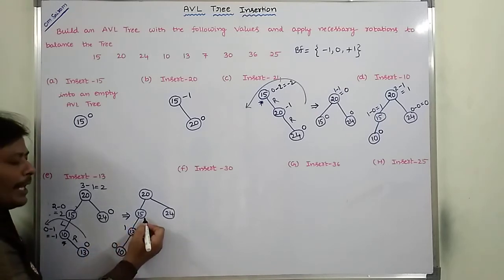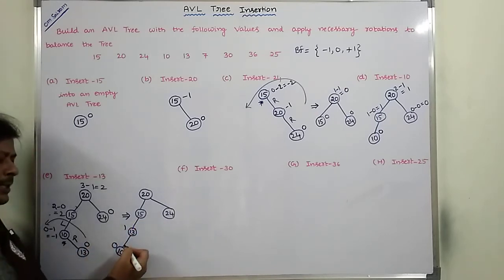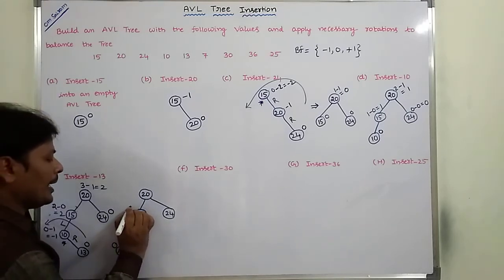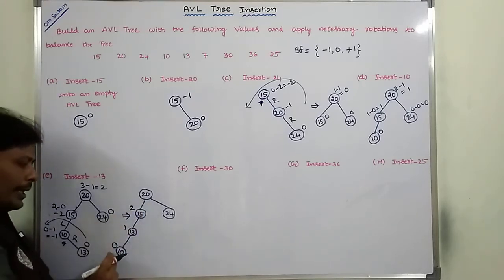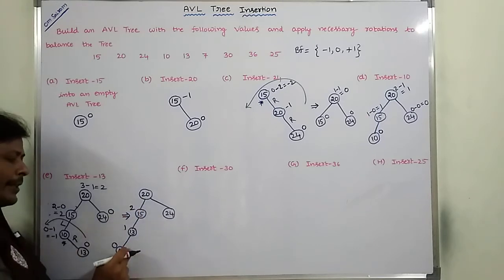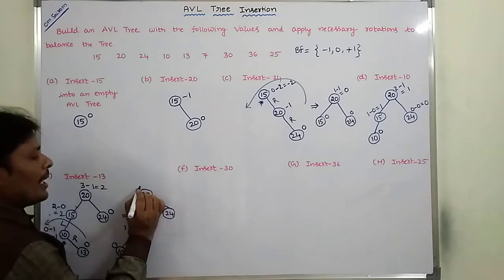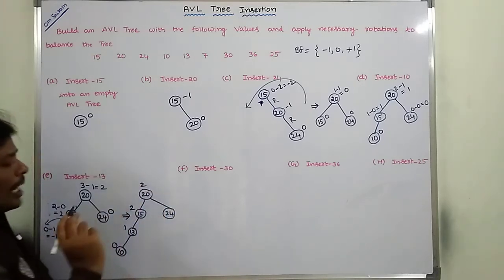Next, for 15, height of left subtree is 2, height of right subtree is 0. 2 minus 0 is 2. Next, for node 20, height of left subtree is 3, height of right subtree is 1. 3 minus 1, that is 2.